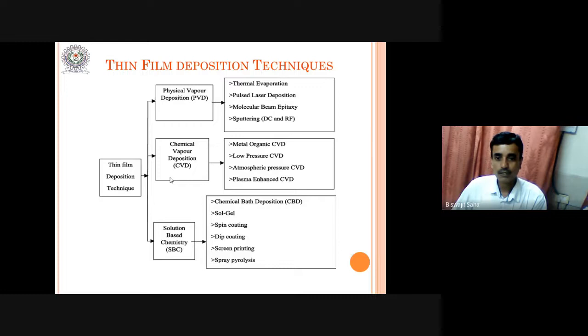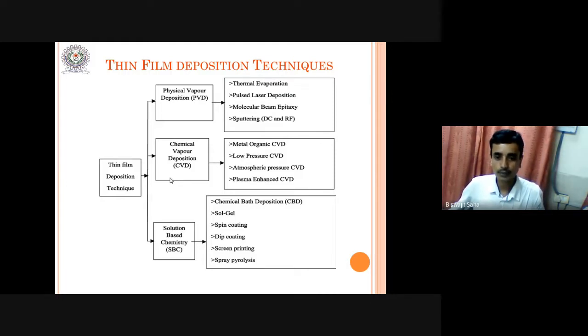In the first, the physical system, we can find thermal evaporation, pulsed laser deposition, molecular beam epitaxy, sputtering, like that. In chemical vapor deposition, we can obtain metal organic chemical vapor deposition, low pressure chemical vapor deposition, atmospheric pressure chemical vapor deposition, plasma enhanced chemical vapor deposition. And there are so many methods in solution based chemistry. These are chemical bath deposition, sol gel process, spin coating, dip coating, screen printing, spray pyrolysis, and nowadays many other complex systems are being developed, which are basically a composition of all the different vapor and solution based chemistry. So this composition may lead to a large number of deposition and preparation techniques for thin films.